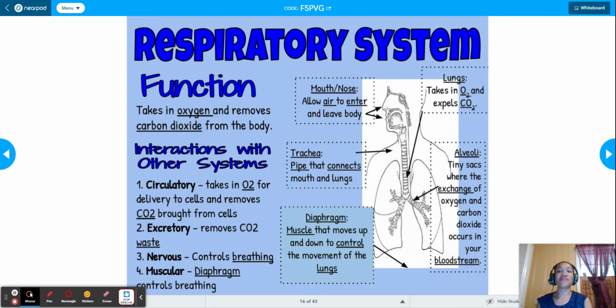Other systems that the respiratory system works with are the circulatory system, the excretory system, our nervous system, as well as our muscular system. And to the right of the diagram, you'll see the major organs that are associated with the respiratory system as well. And you guys can take the time to read up on those.